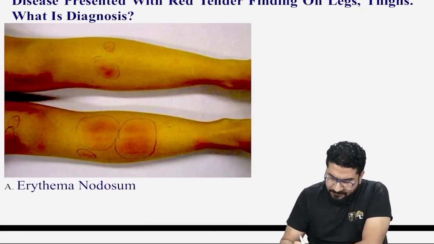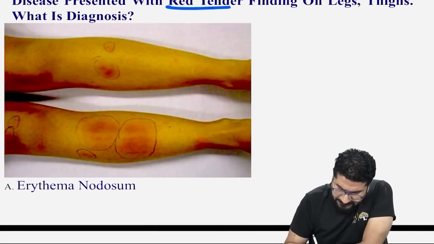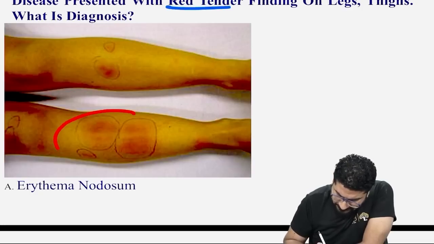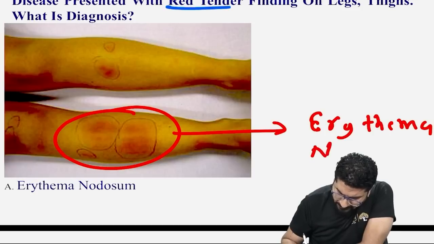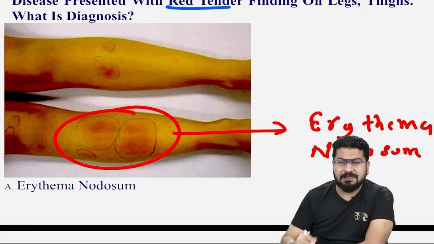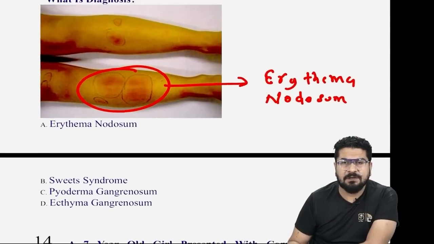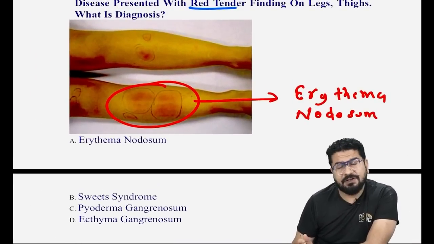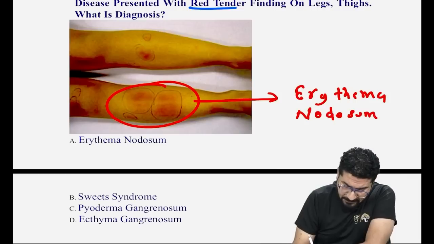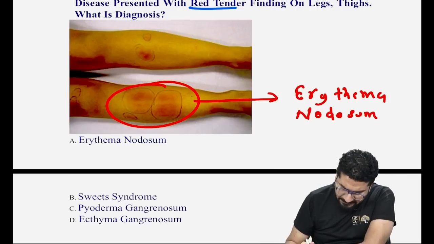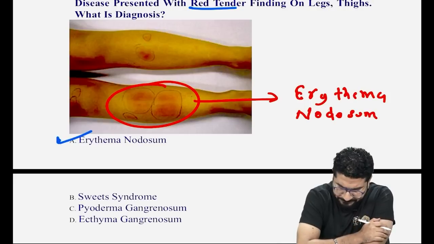Okay, so the patient is a known case of Crohn's disease. What can we see with this red tender finding? We call this erythema nodosum. Erythema nodosum is a cutaneous manifestation which we can see in many conditions. It can occur after drugs. You can see this with sarcoidosis, and with Crohn's disease and ulcerative colitis. This is one of the extraintestinal manifestations of Crohn's disease. So the answer is erythema nodosum.